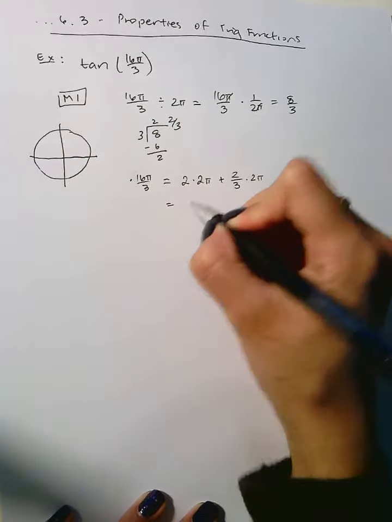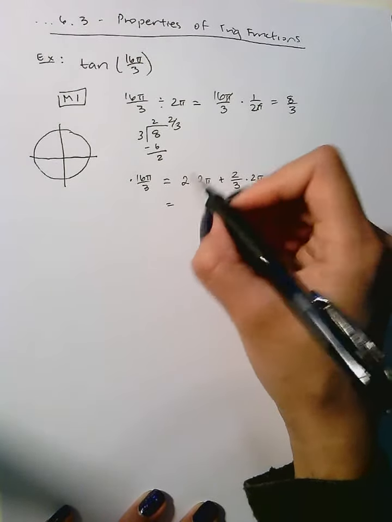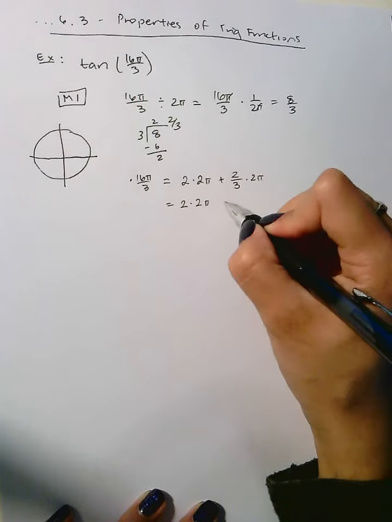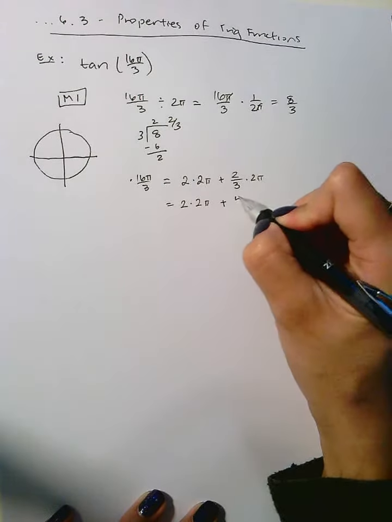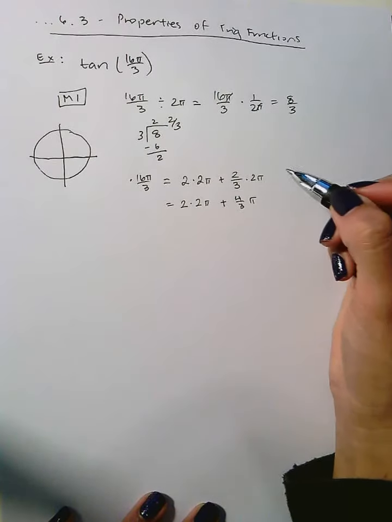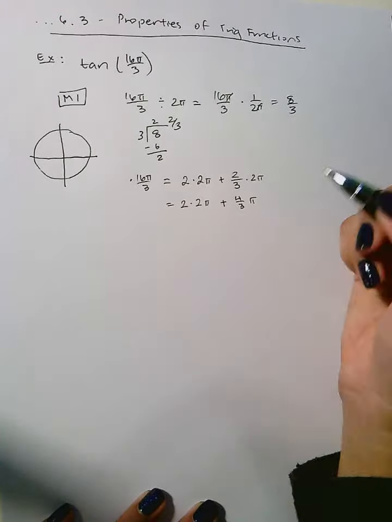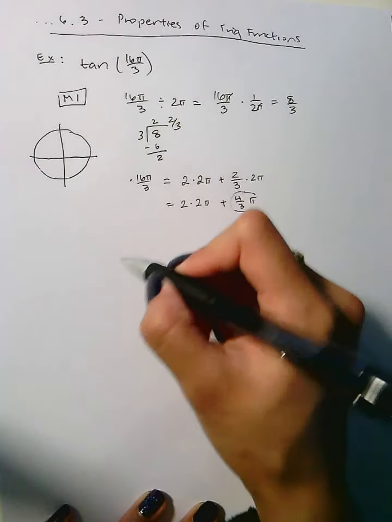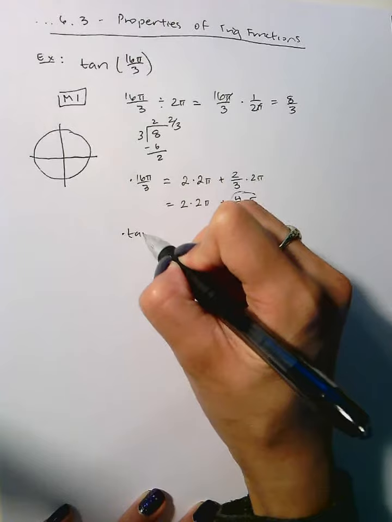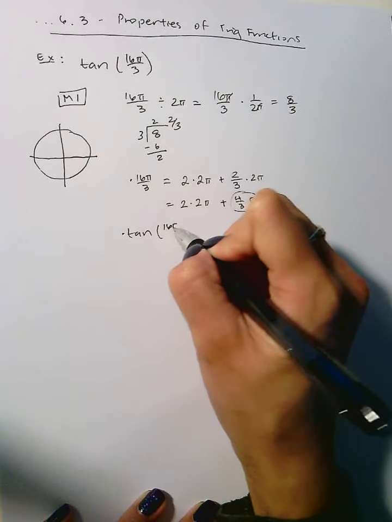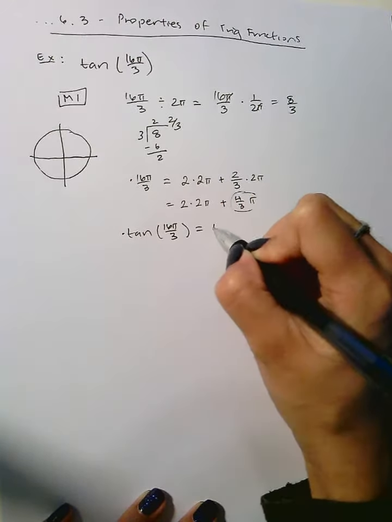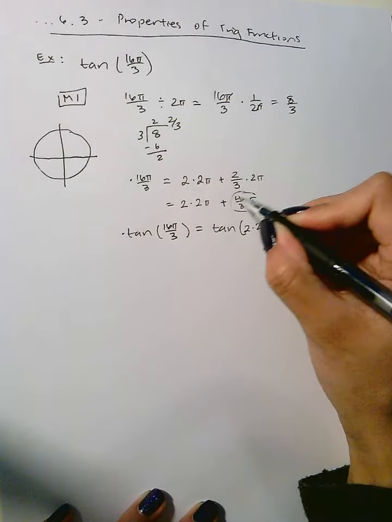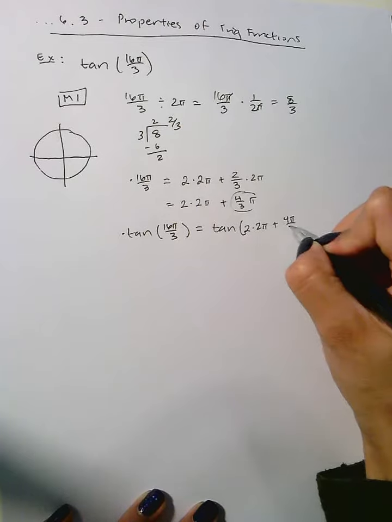So if you simplify, you're going to get 4 pi. I'm not going to simplify, I'm just going to leave it alone because this tells me how many full revolutions it goes around, plus 4/3 pi, or 4 pi over 3 in other words. So I can simplify if I wanted to, and I can say this is equal to 4 pi over 3. So this means that tangent of 16 pi over 3 is equal to tangent of 2 of these full revolutions plus 4 pi over 3.